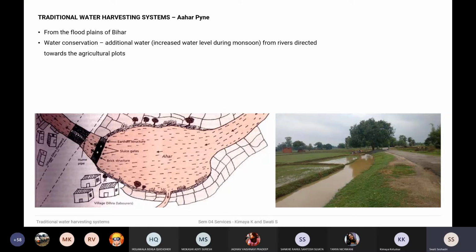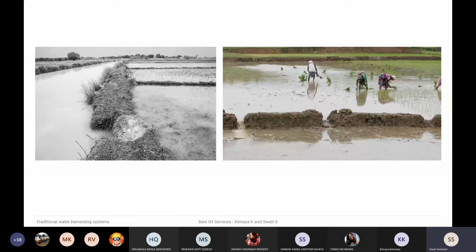So that's how this whole idea of creating smaller channels from the larger water body came in, and that's what you call the ahars in Bihar. That's the traditional system that has been used, and now there might be many iterations to it, but that's how the idea came along. These are just a few photographs of the mud bunds. Some of them are brick structures as well.